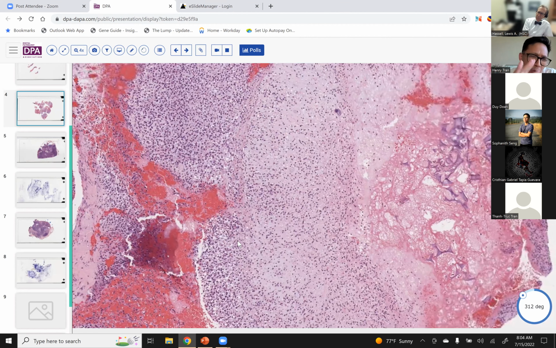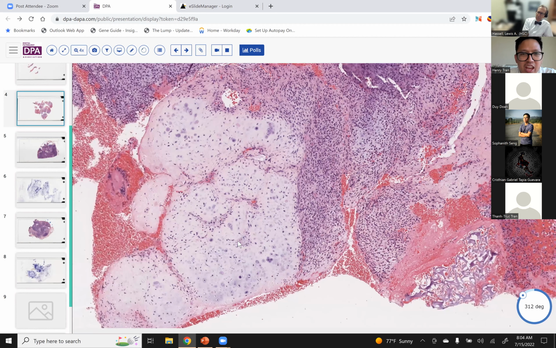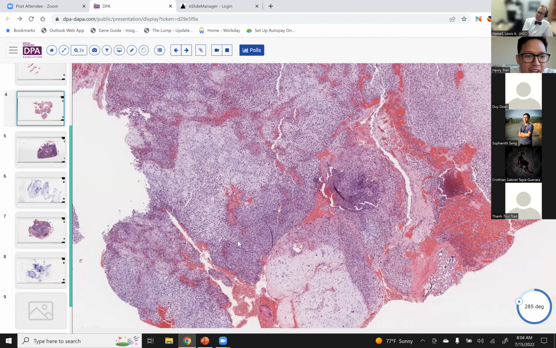The only thing that went against it is that mesenchymal chondrosarcomas usually have an HPC vascular pattern. We don't really see that here. I actually posted one example down.